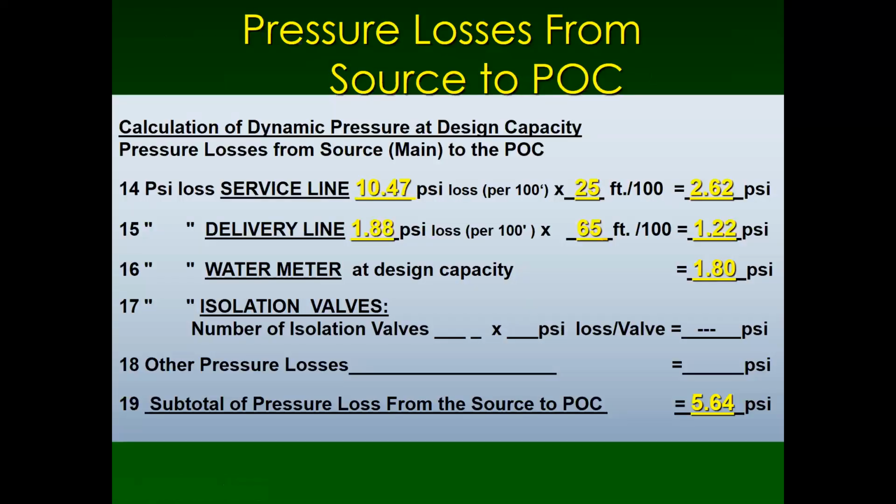Right. Now we have to take all of our losses because each one's going to have pressure loss. So we have 2.62, 1.22, 1.80. So we have a total loss from our city water main to our point of connection of 5.64 PSI. So we want to write 5.64 PSI on line 19.